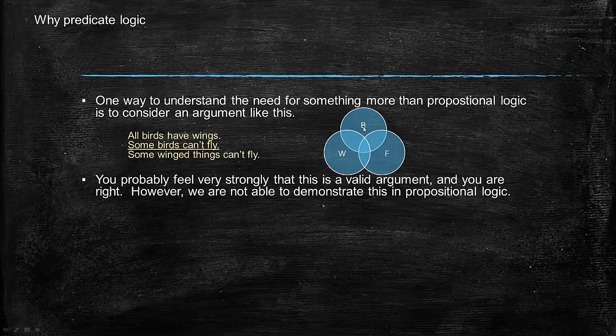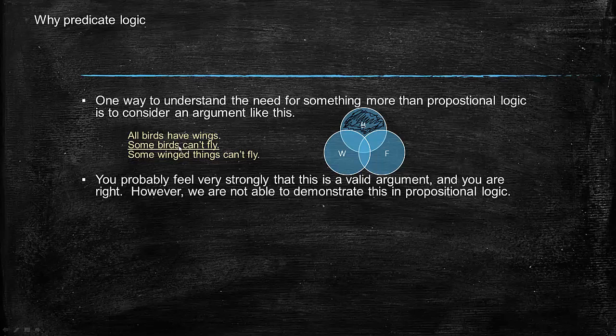So you can let one circle stand for birds, one circle stand for wings, and the other circle stand for things that fly. And so all birds have wings tells us that anything that's a bird is fully contained within the category of things that have wings. Another way of saying this is that everything outside here, out here, is non-existent. So we just get rid of all that stuff. So that means that all the birds are left in the things with wings or the things that fly.